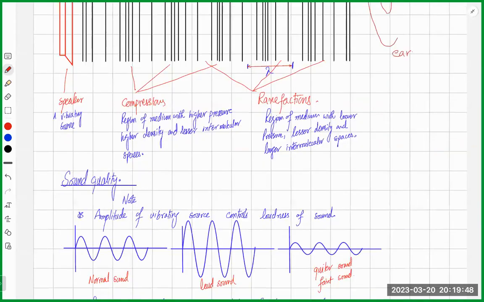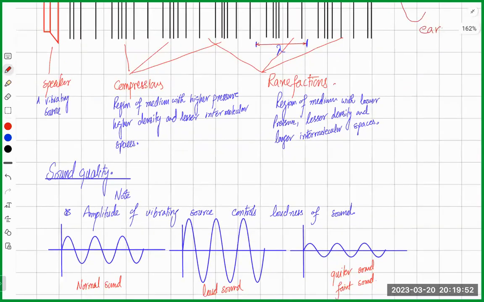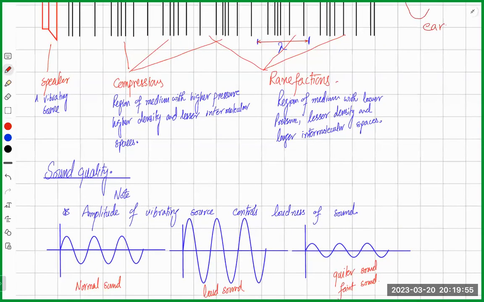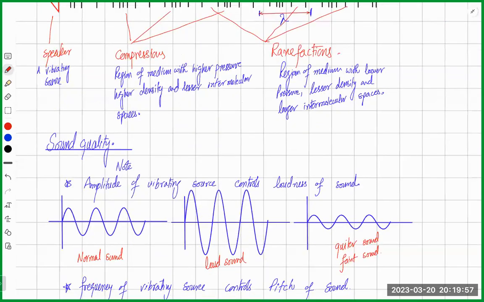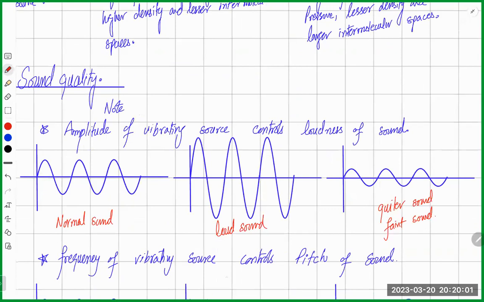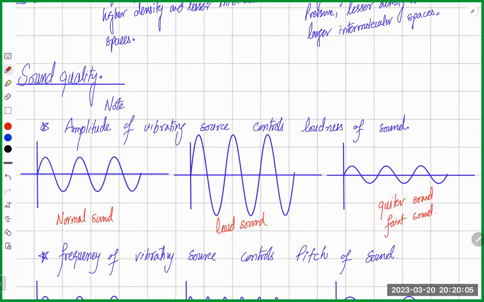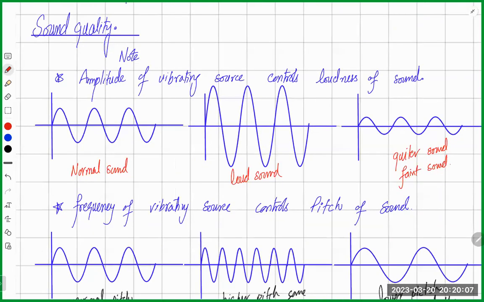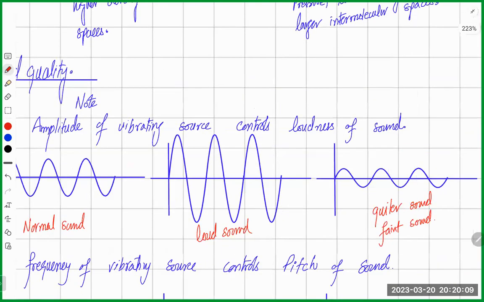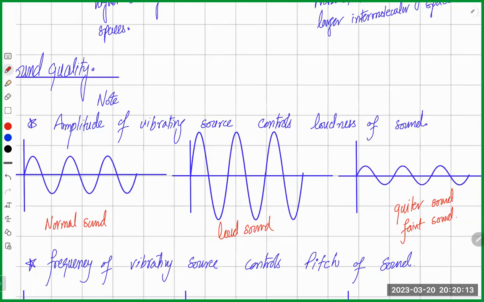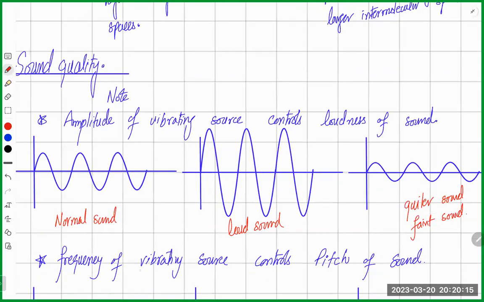Now, the quality of sound: things that affect sound are the amplitude of the sound and the frequency of the sound. Look, there are 3 sounds over here. Sound 1 is a normal sound. Sound 2 is a louder sound.